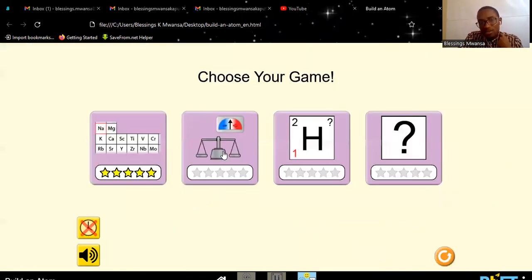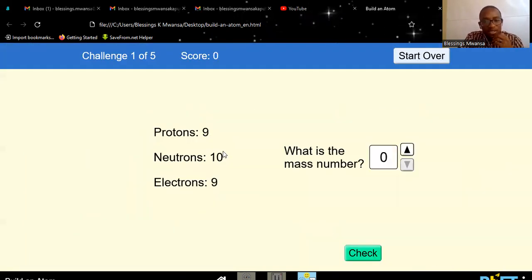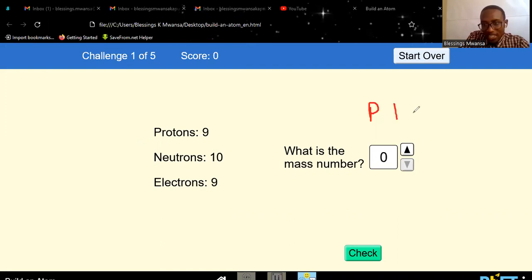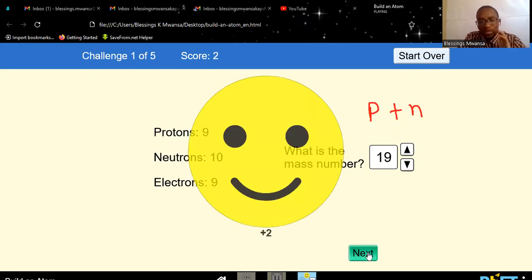In the next challenge, what do we have? All right, the question is, what is the mass number? How do we get the mass number according to the information from the atomic structure? Excellent. So for you to get the mass number, you just add the P and the N. The proton number and the neutron number gives us the mass number. All right, so let's try this. So we are saying 9 plus 10, giving us 19. Let's check for 19. Is it correct? Excellent. Let's go to the next question.